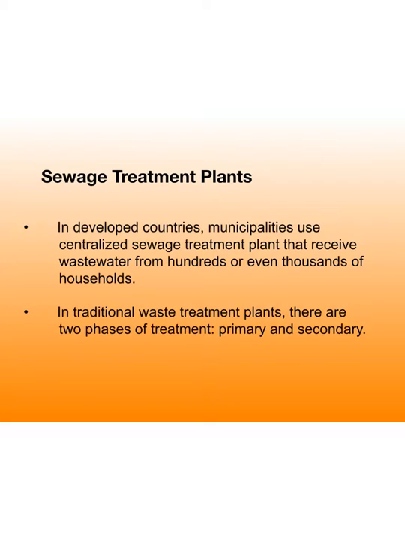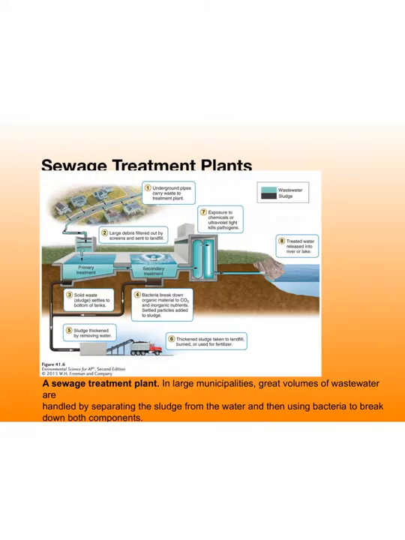Okay. So in developed countries, municipalities use centralized sewage treatment plants, and they get water from hundreds or even thousands of households. So this is primarily what you need when you don't have a lot of land at your disposal. In traditional waste treatment plants, there are 2 phases of treatment, primary and secondary, and you should look in your book for the tertiary steps. Some places are required to do a 3rd step, right? And so you want to look at that.